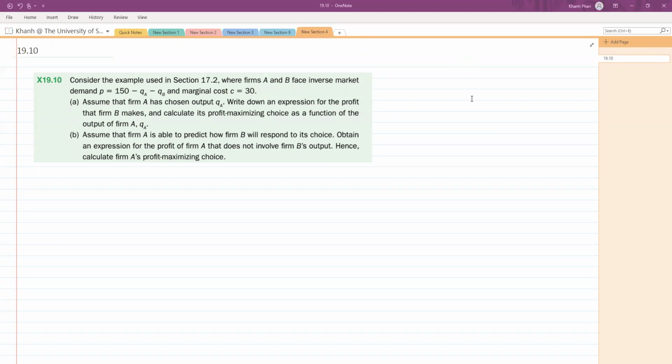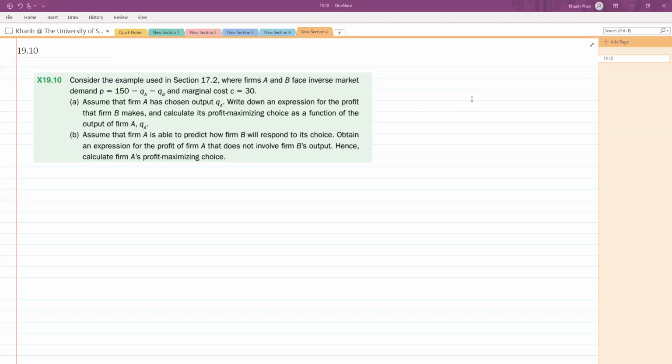Okay, so we're going to do 19.10. This is basically a Cournot game, however, in a sequential mode where one firm is going to know what the other firm is going to respond to its choice. So basically a sequential game, and therefore we call this quantity competition game a Stackelberg game, because this is the game where one firm is going to be able to observe the action chosen by the other firm and then make a decision based on that.